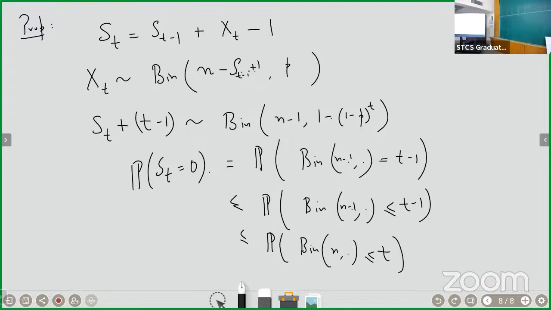Can I do this? Let me keep a question mark here. Effectively, I'm taking away one slot. You can think of n slots with success probability p. But I'm also taking one from here, and the upper bound is not equal. Very good.